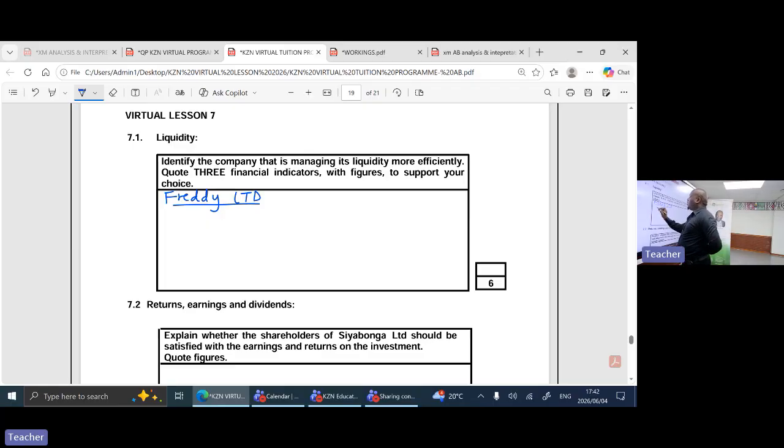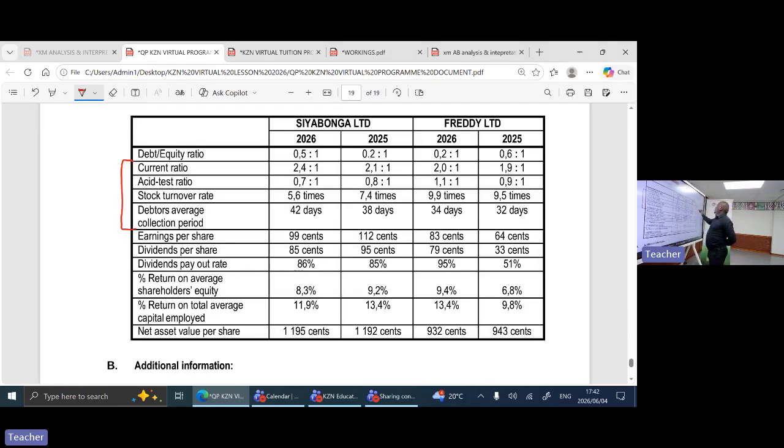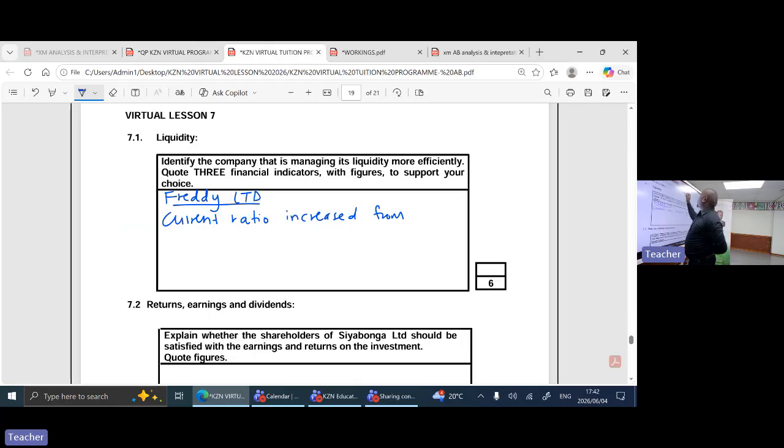Then you quote the indicators you are talking about. Current ratio increased from, I can't remember but we'll check it this side. Current ratio from 1,9 is to 1 in 2025 to 2,0 is to 1, but there's no need to say 2,0, just say 2 is to 1. It doesn't matter even if you say 2.